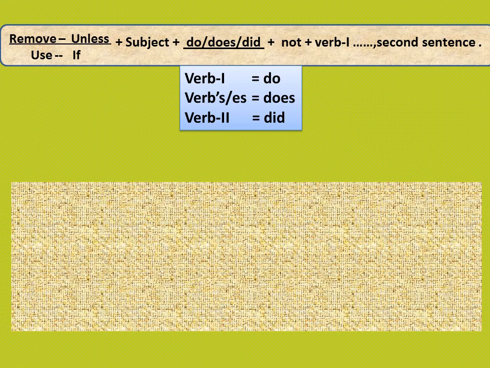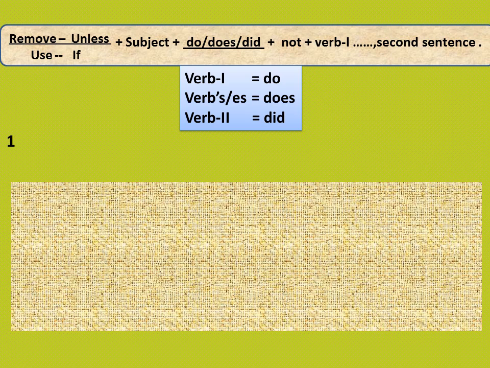Verbs with the first form, yes or first yes, we can write does. And if the second form of the verb is in the first sentence, we can write did. With the help of do, does, did, we write only one of them and then write not and write the first form of verb. With the help of this formula, we write the correct answer.